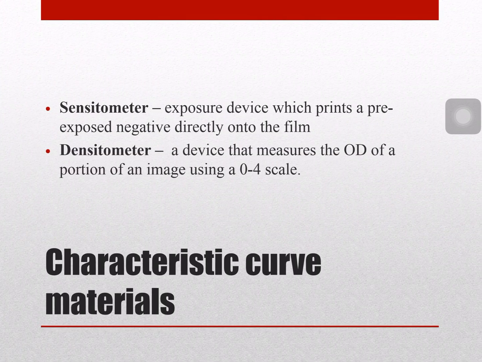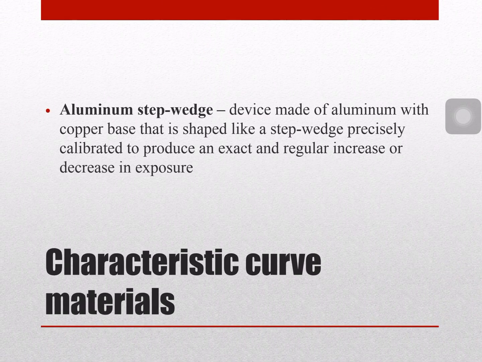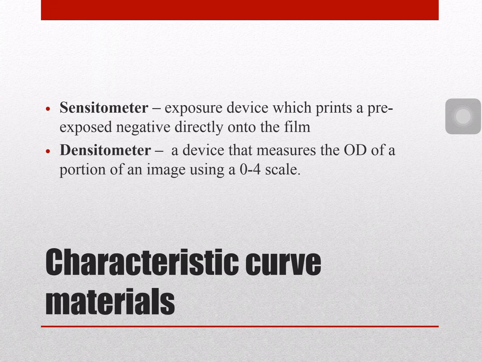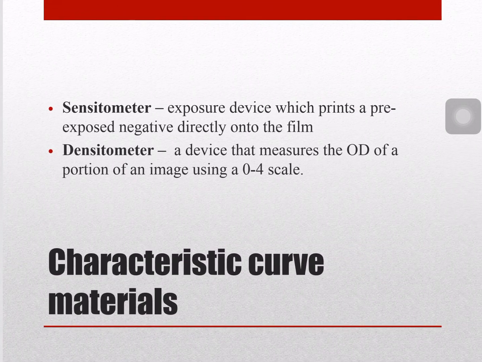Once you're done with exposing an aluminum step wedge or the penetrometer, we will be needing a sensitometer. It is an exposure device which prints a pre-exposed negative directly onto the film and is recommended for exposing strips for daily evaluations of the processing. Okay, again, after you have exposed the aluminum step wedge, there is another material that you can use to have a pre-exposed negative printed directly onto the film. So that is your sensitometer.